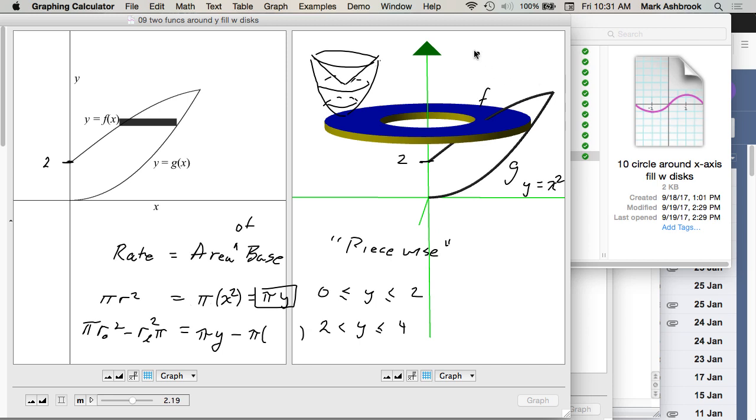So the f of x was x plus 2. So y equals x plus 2. So x equals y minus 2. And we need squared, right? Because it's radius squared. The radius is x for the f function. That radius is the same as y minus 2. And we need radius squared. So it's going to be y minus 2 squared. Okay, so this is our rate function in terms of y.